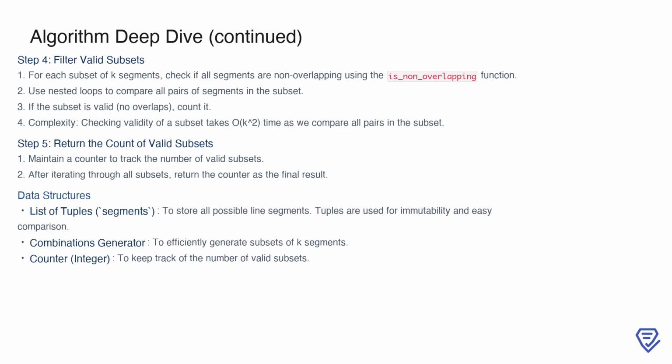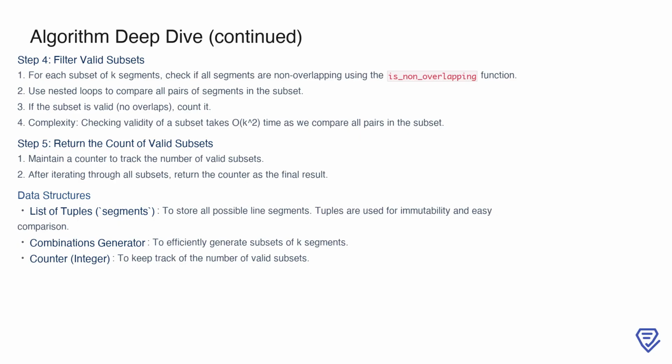Now, we focus on filtering the subsets to ensure that only valid ones are counted. For each subset of k segments generated in the previous step, we use the is_non_overlapping function to verify that no two segments in the subset overlap. This involves comparing all pairs of segments within the subset, which takes O(k²) time per subset. If a subset passes this validation, it is added to the count of valid subsets. To track this count, we maintain a simple counter variable.